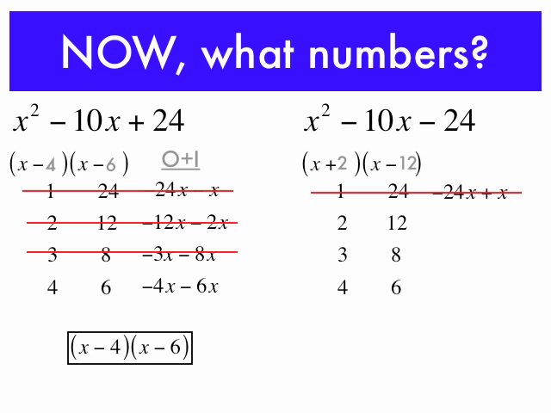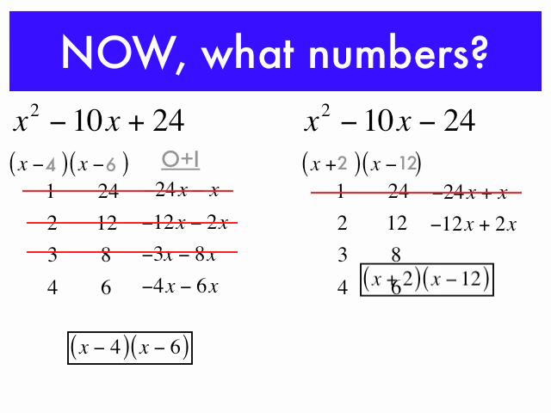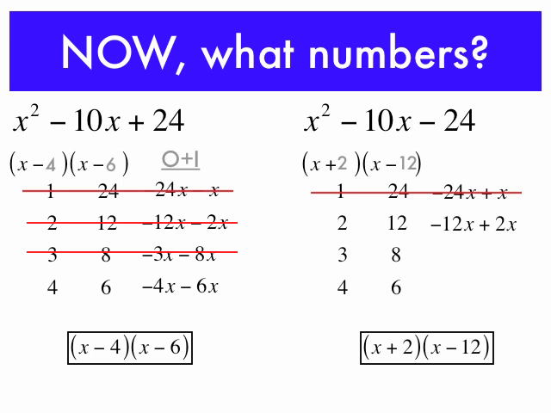Let's see what happens with 2 and 12. The outside would give me negative 12x. The inside would give me 2x. And all of a sudden, I'm in business. Negative 12x plus 2x. That does work. Now, what made this different than the example on the left?